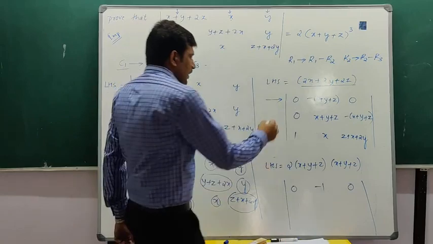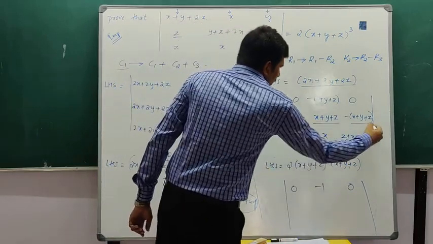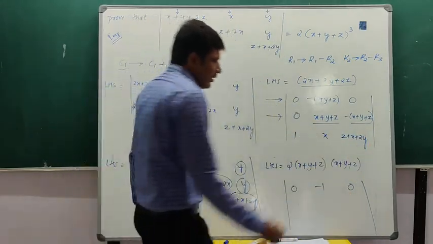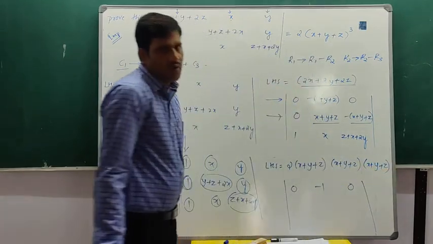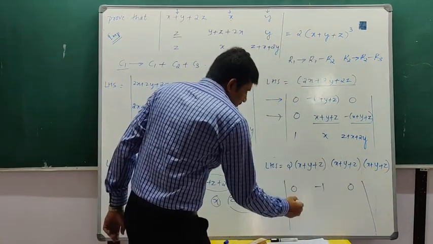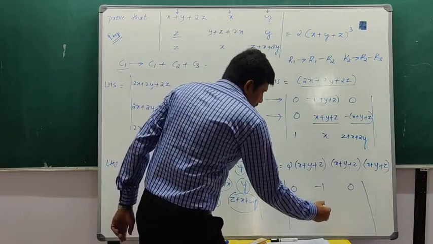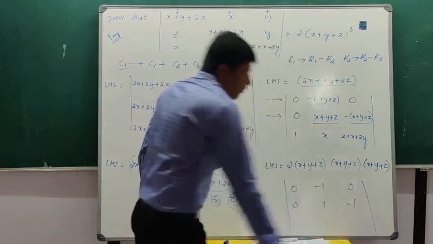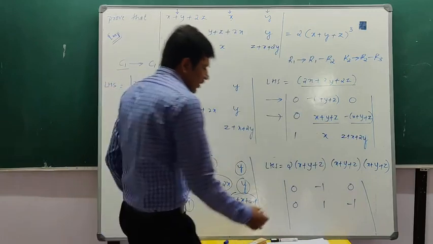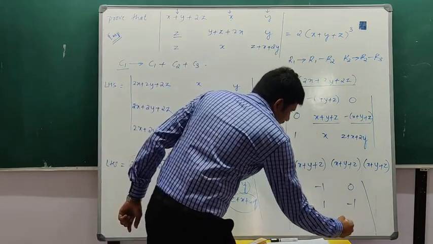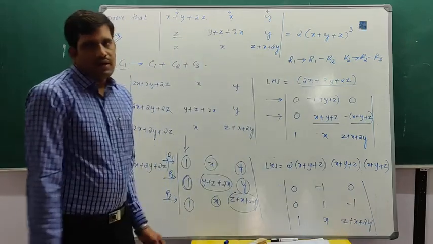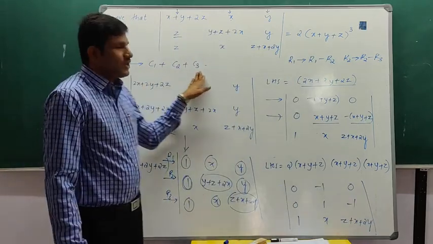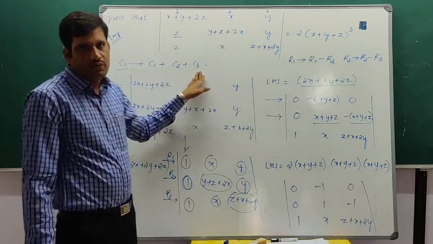Next from the second row, what is common? X plus y plus z. Again from the second row I will take x plus y plus z common. If you take x plus y plus z common, it is 0, it is 1, now it is minus 1. So the third row, write as it is: 1, x, z plus x plus 2y. Right, so in this problem I am doing C1 changes to C1 plus C2 plus C3.